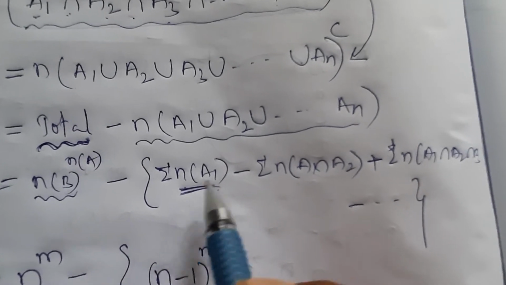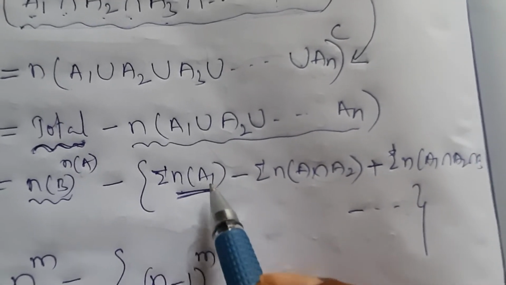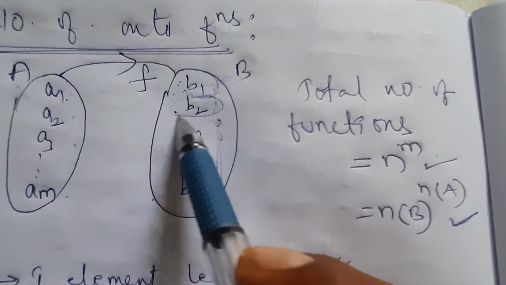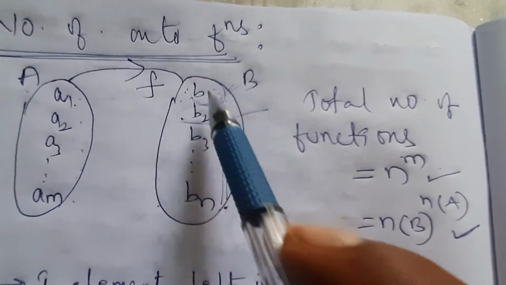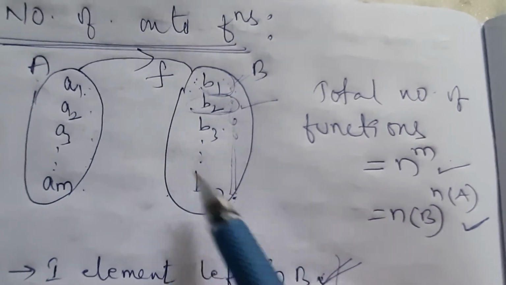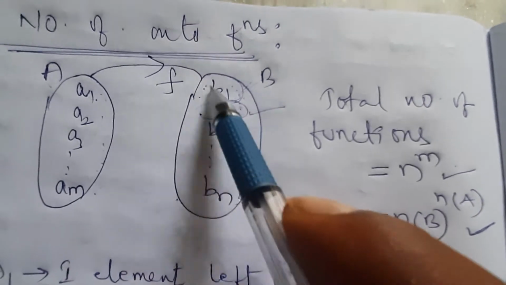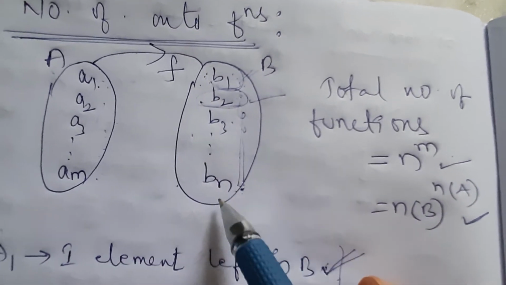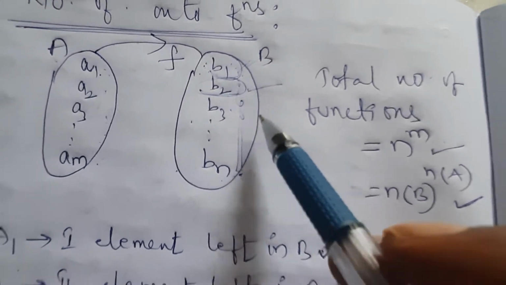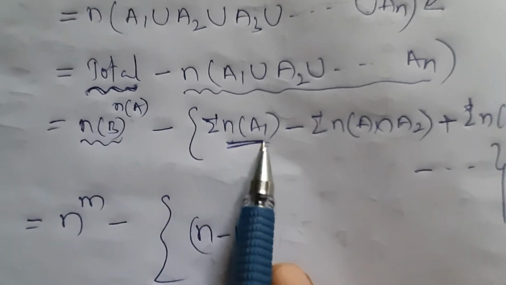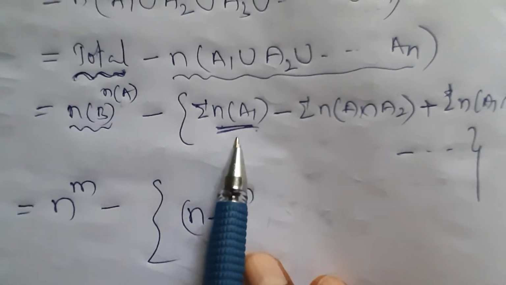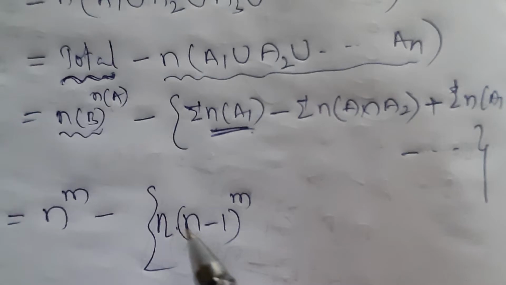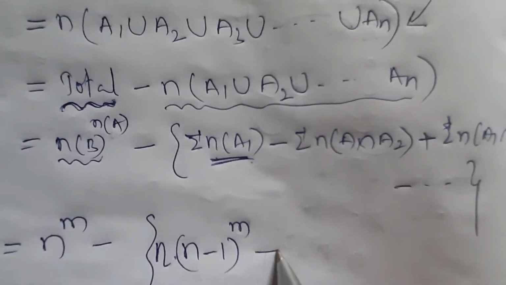Similarly, n of A2 means what is that value? B2 element left functions. If I leave the B2 element, then how many remaining elements are there here? n minus 1. Here how many elements are there? m. Then by leaving this B2, how many functions can I form? Again the same thing, n minus 1 whole power m. Like that, n of A1 plus n of A2 plus n of A3 and so on, n times. So this value is n into n minus 1 whole power m, minus.